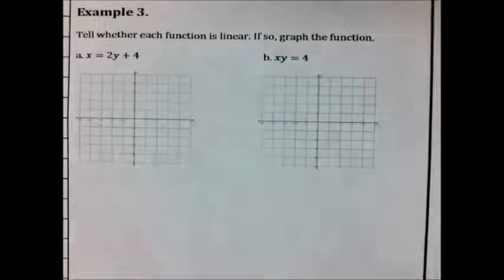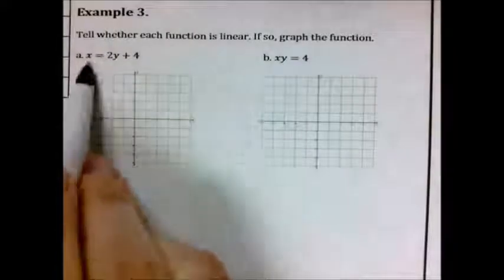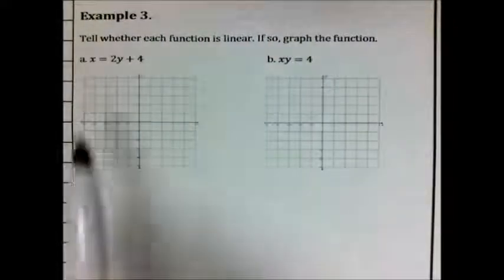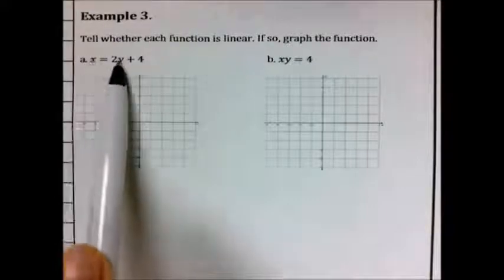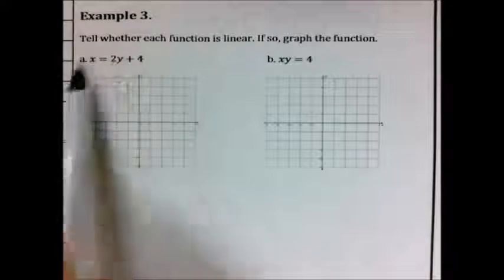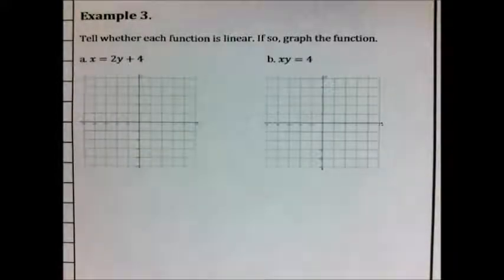For example 3, we're going to tell whether each function is linear, and if it is, then we're going to graph that function. First off, we've got x equals 2y plus 4, so let's go through those 3 bullet points to make sure this is linear. The first thing is x and y both have to have exponents of 1, and we see that they do. They cannot be multiplied together, and they're not. And they do not appear in the denominators, exponents, or radical signs, and that is true. Therefore, this is a linear function.